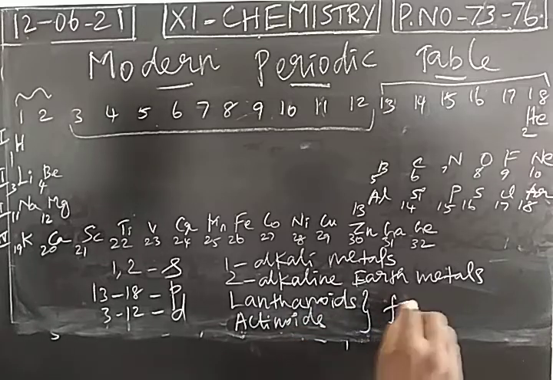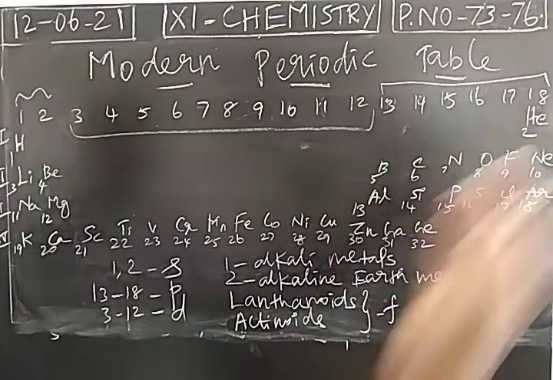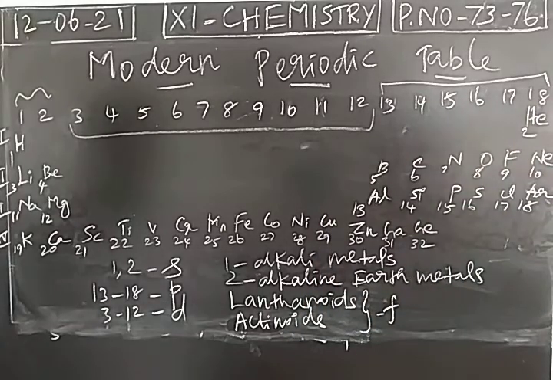Both are collectively known as F block elements or inner transition elements. So this is the outline of a modern periodic table. We arrange the elements in the increasing order of atomic number. Then for each group we have a name. Alkali metal, alkaline earth metal, collectively group 1 and 2 are called S block elements. Then 13 to 18 P block elements, 3 to 12 D block elements.